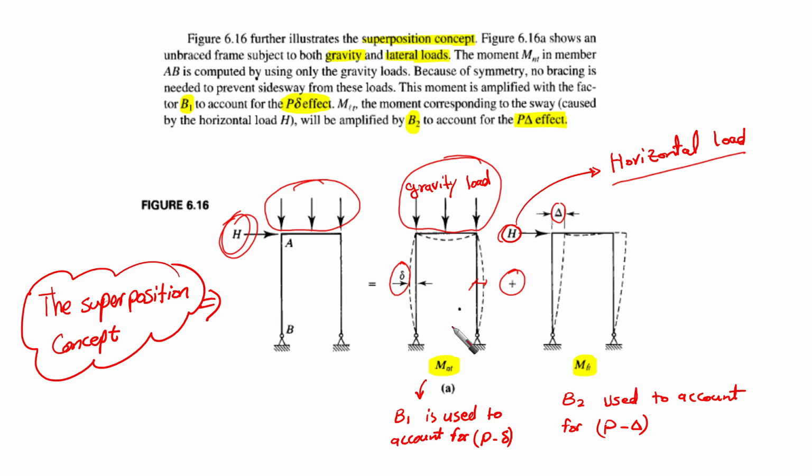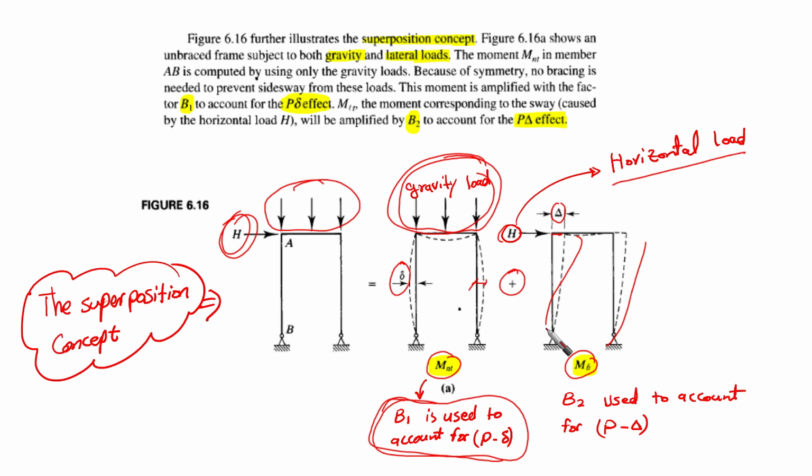This type of moment that is going to be induced due to gravity loading, we are going to call MNT, which is the no-translation moment, due to the no-translation case. B1 is used to account for the local P delta here. And for the case where the large delta is going to be used, we're going to use MLT, which is the lateral translational moment that is going to be developed in these columns. It is going to be called MLT. Here we are going to use B2, which is going to take into consideration the global P delta.